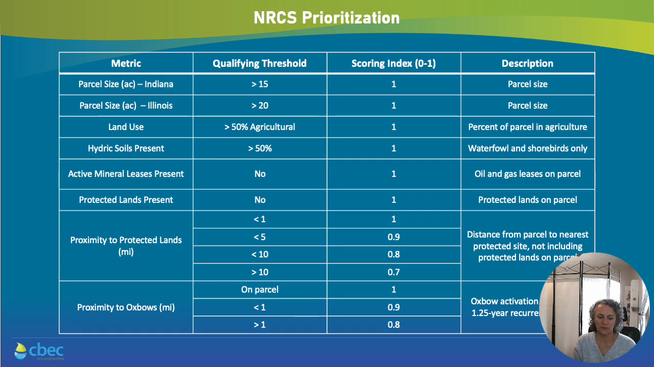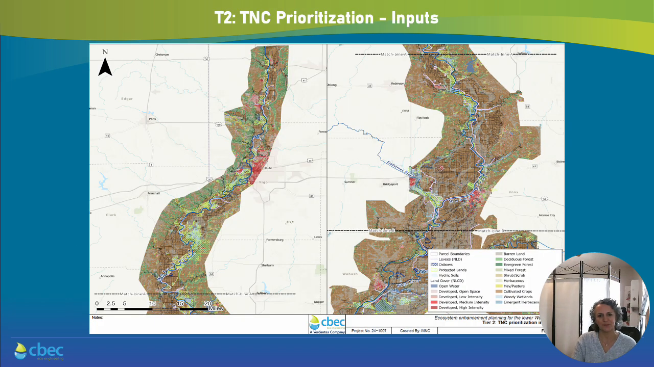We also work very closely with the NRCS Wetland Reserve Easement Program. And so we had a separate layer that we used to prioritize properties that had the potential to meet the NRCS standards for the WRE program. So that included looking at the active mineral leases, hydric soils, whether the land use was agricultural. So that was another set of criteria that we used to help prioritize the parcels.